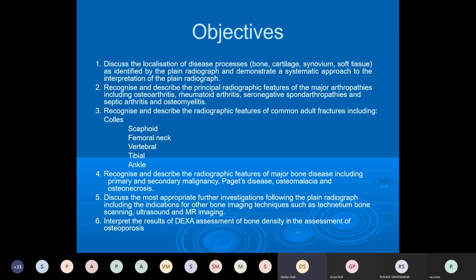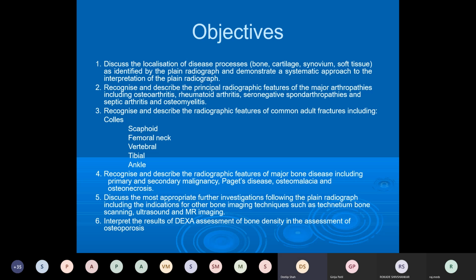Then we will discuss the radiographic features of common adult fractures, which are the scaphoid fracture, femoral neck fracture, vertebral, tibial, and ankle fracture. Then the fourth point is to recognize and describe the radiographic features of major bone diseases, which include primary and secondary malignancies, Paget's disease, osteomalacia, and osteonecrosis.